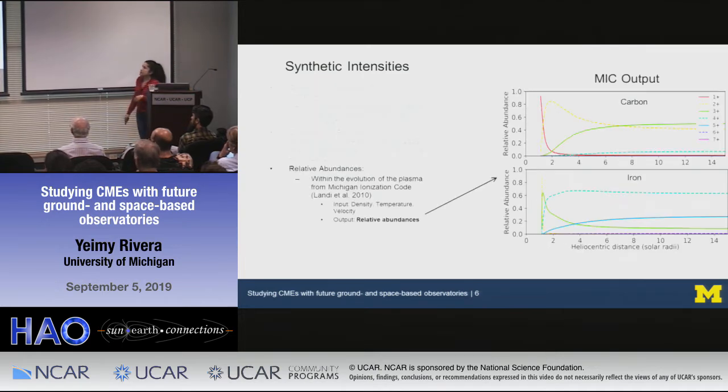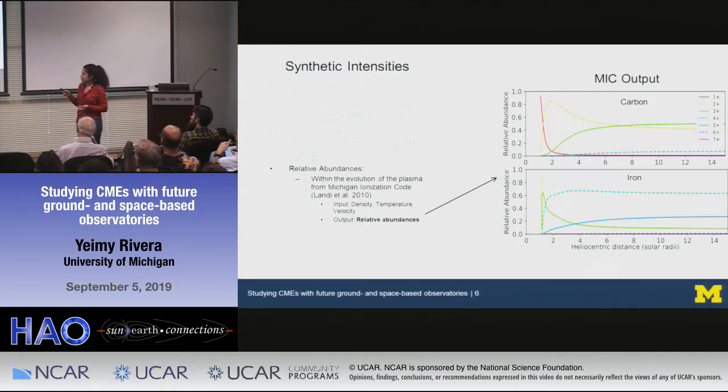Okay, so relative abundances. In order to calculate the contribution function and the number of absorbers, we need to specify relative abundances as a function of distance, so throughout the evolution of the plasma of the different structures. In order to account for non-equilibrium effects that may arise from the dynamic nature of the eruption, we calculate the relative abundances of the different ions of the different structures with the Michigan ionization code.